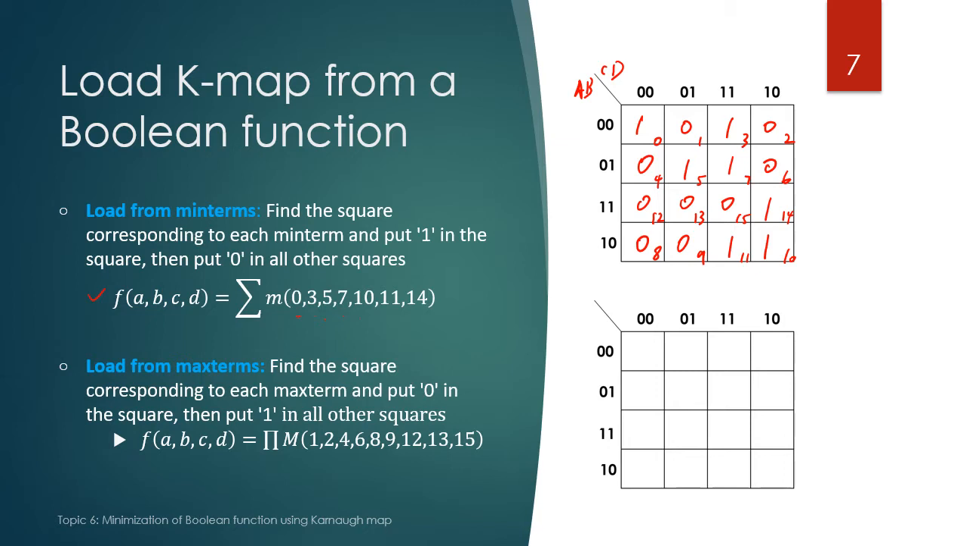For the maxterm form, we also just need to find the corresponding squares, but this time we need to put 0, because each maxterm corresponds to the function value being 0, not 1, right? So 1, 2, 3, 4, 5, 6, 7, 8, 9, 10, 11, 12, 13, 14, 15. After you get familiar with the map, you don't have to list the numbers every time. Here I just show it to you so you understand how I figure out the values.